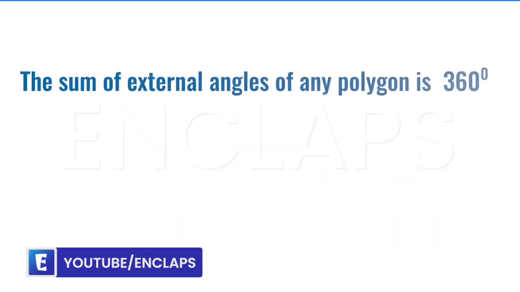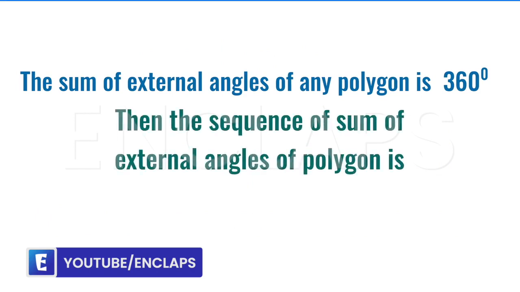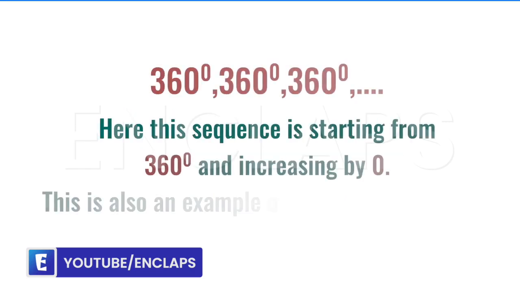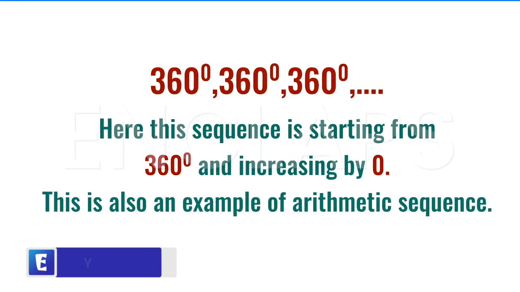The sum of external angles of any polygon is 360 degrees. Starting from the triangle, if we write a sequence of the sum of external angles of a polygon, the sequence will be 360 degrees, 360 degrees, 360 degrees, etc. That is, this sequence is starting from 360 degrees and increasing by 0. This is also an example of an arithmetic sequence.